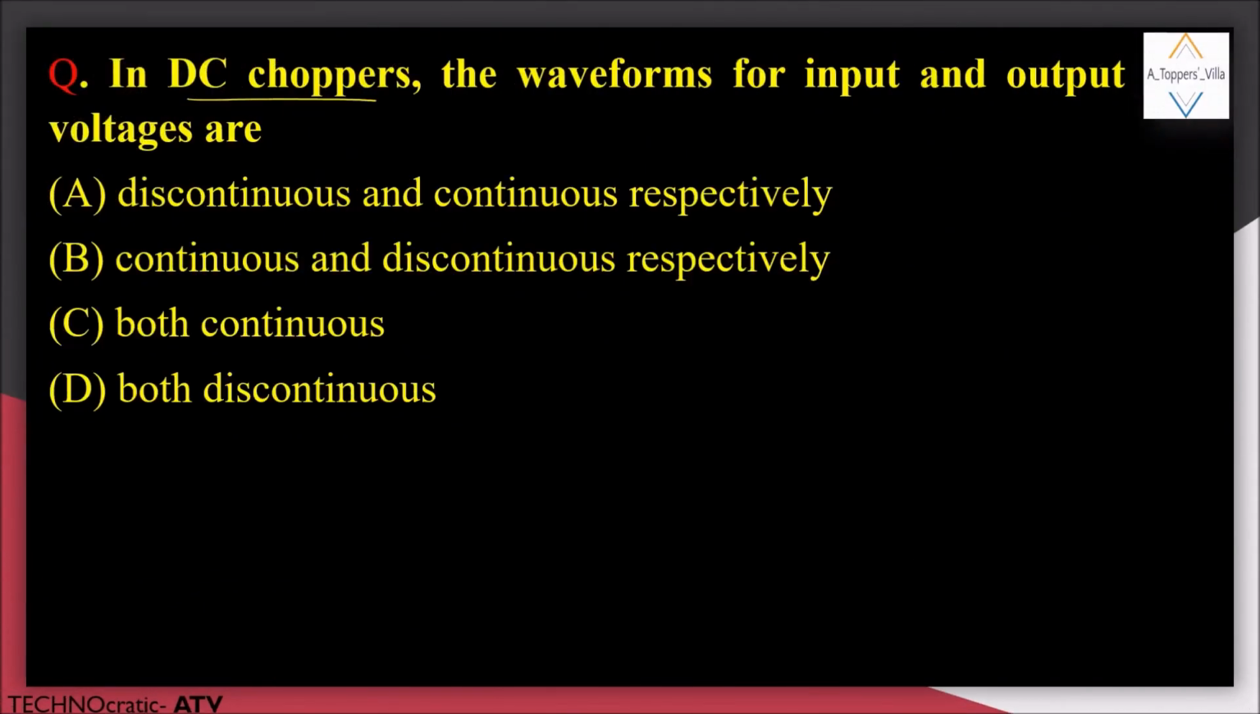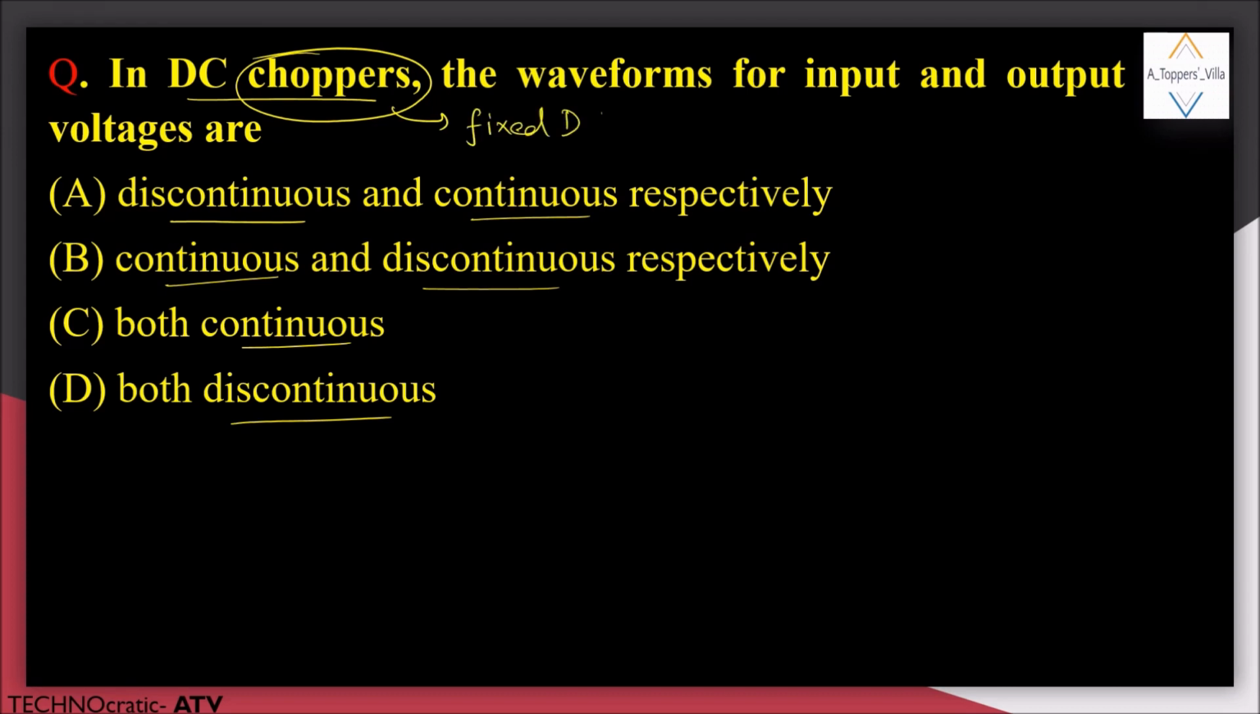In DC choppers, the waveforms for input and output voltages are discontinuous and continuous, continuous and discontinuous, both continuous, or both discontinuous. We know the chopper is a static power electronic device which converts fixed DC voltage or power to variable DC voltage. So the fixed DC is continuous in nature and the output we obtain is discontinuous in nature. So here the option will be option B. The waveform for input voltage will be continuous and the waveform for output voltage will be discontinuous.